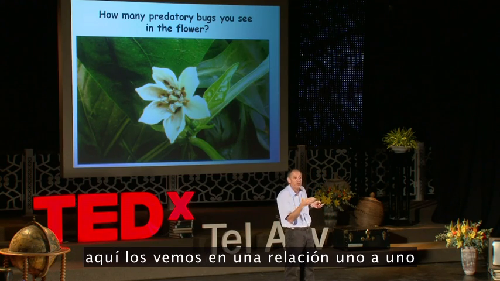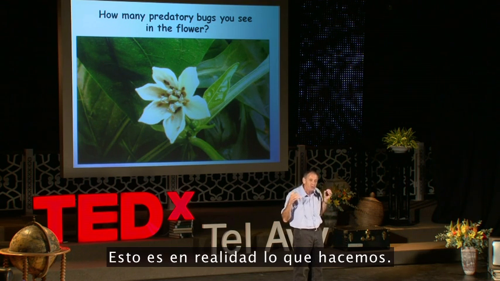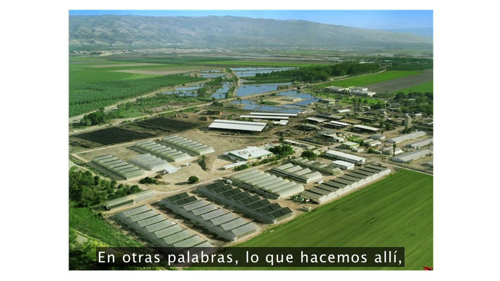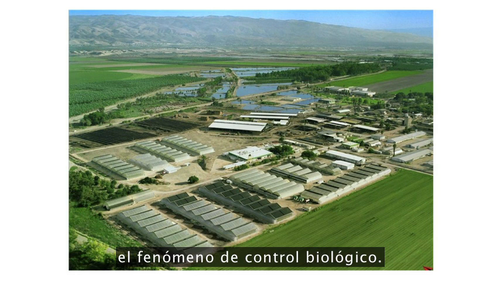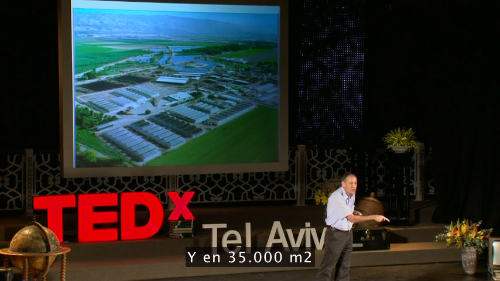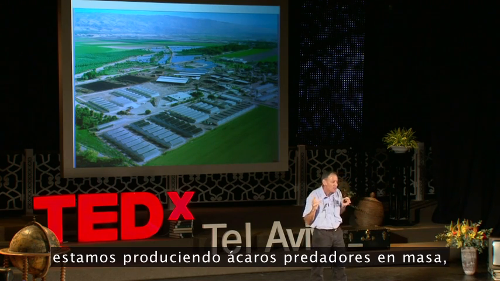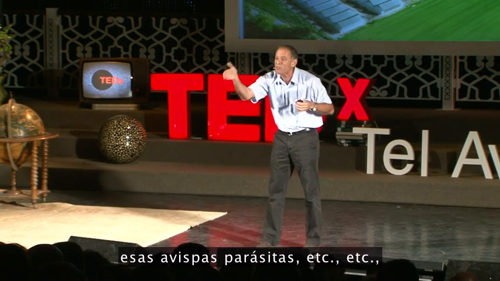But again, here you saw them on a one-to-one basis, the pest, the natural enemy. What we do is actually this. In northeast Israel, in Kibbutz Eliyahu, there is a facility that mass produces those natural enemies. In other words, we amplify the natural control or the biological control phenomenon. In 30,000 square meters of state-of-the-art greenhouses, we are mass producing those predatory mites, those minute pirate bugs, those parasitic wasps, etc.